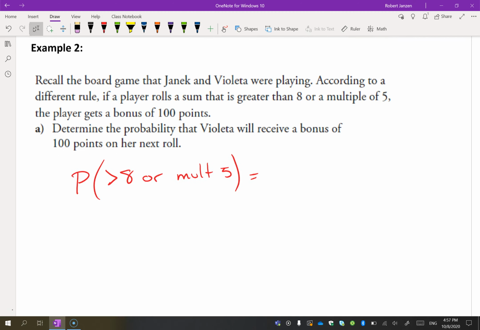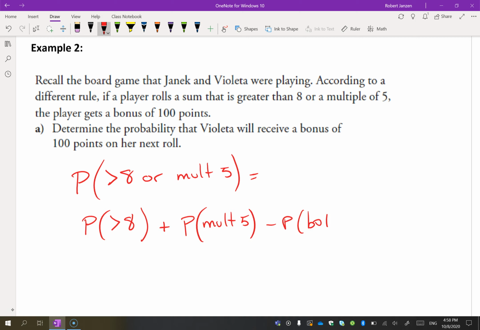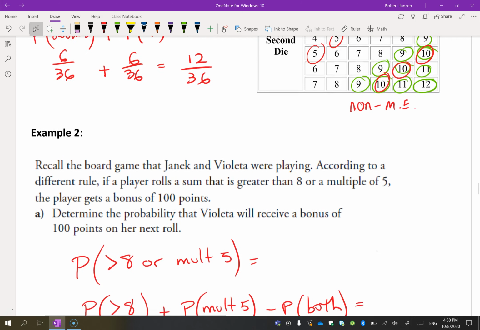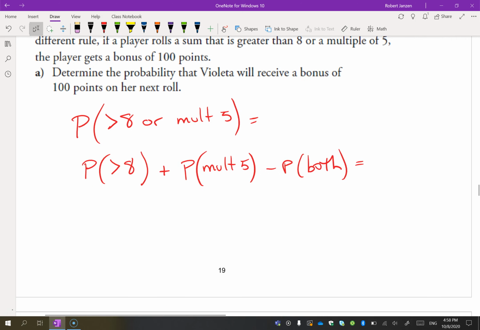Okay, since they're not mutually exclusive, to do this you're going to get the probability of being greater than 8, or, so that's plus, the probability of a multiple of 5, but then we have to subtract the probability of their overlap of both, because we don't want to count them twice. Okay, what's the probability of getting more than 8?